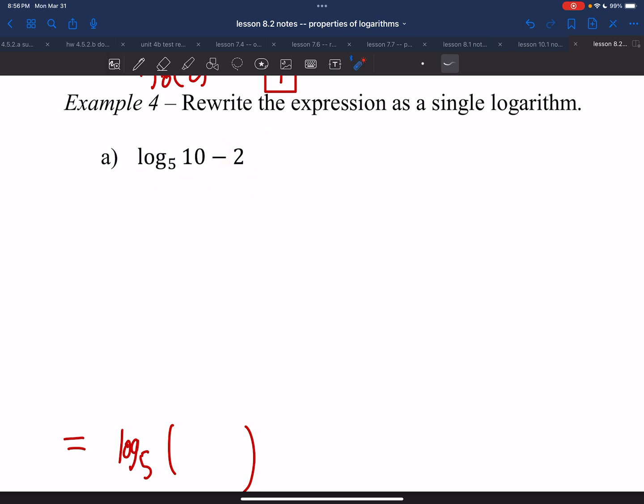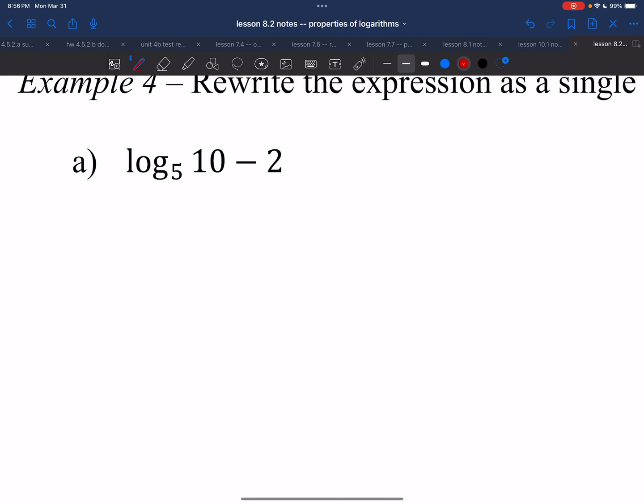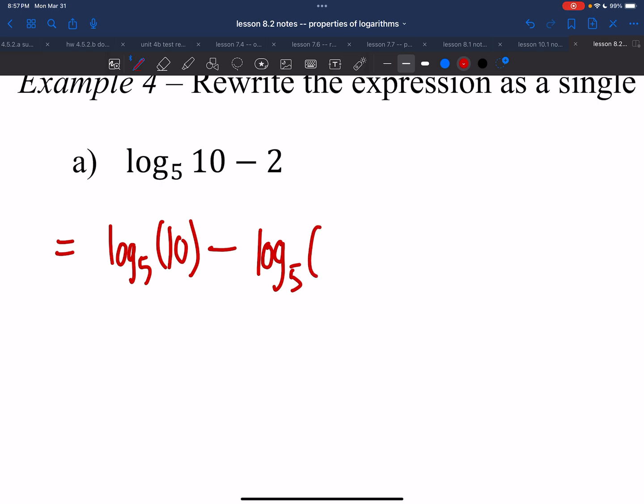That way you can combine them. So log base 5 of 10, that's just log base 5 of 10. But what we might do here is we say minus, and you say, I need a logarithm. I need to change 2 to be in log base 5. So if this number's 2, then log base 5 of what is 2?